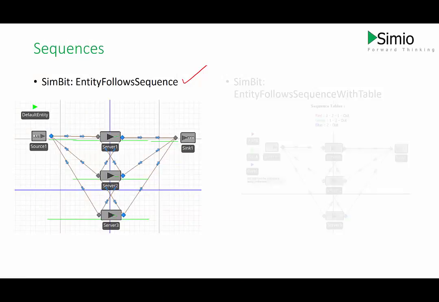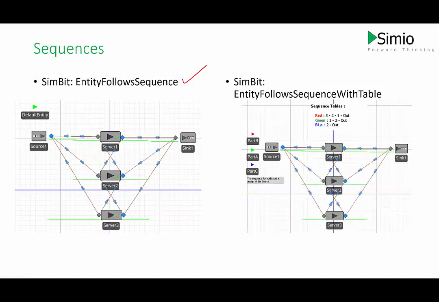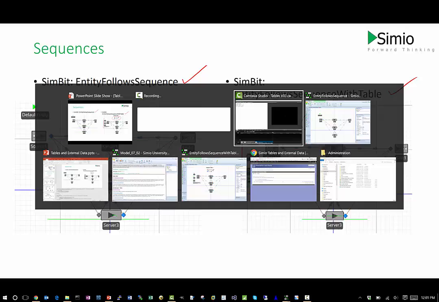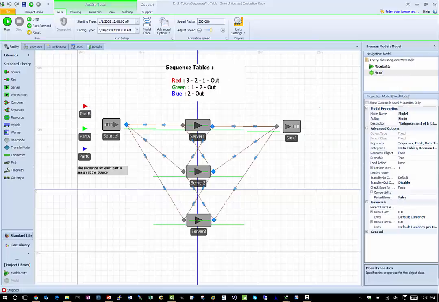So for our second example, we want to introduce this notion of having additional part types. As I said, for the first Simbit, we didn't really need sequences. We could simply implement the sequence using paths. In our second Simbit, which is entity follows sequence with table, we have 3 part types. And what we want is each one of the part types to have a different sequence through the servers. So let's grab that one, entity sequence with tables. Here we go. Here's the model.